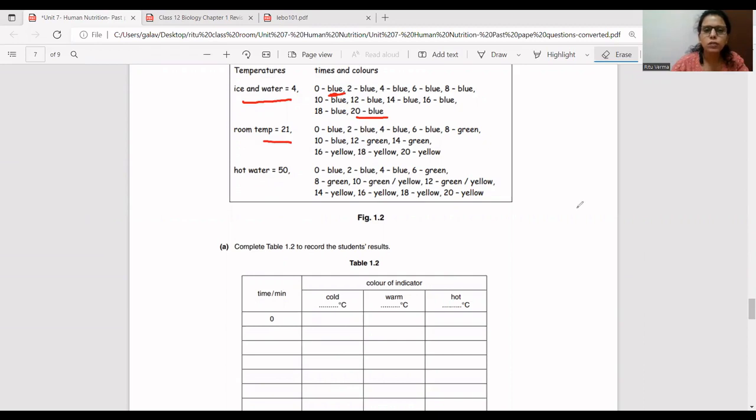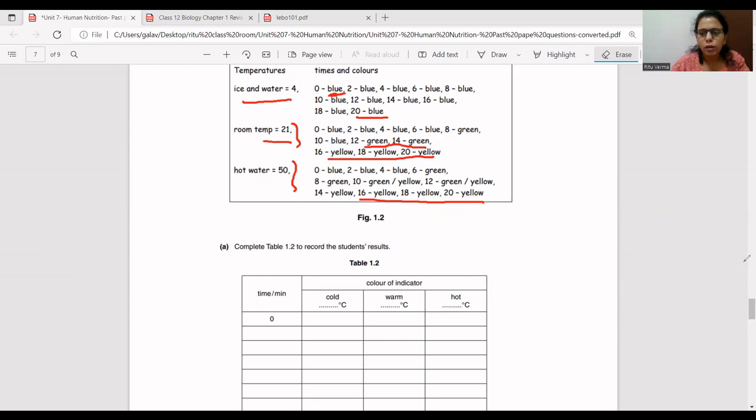The temperature initially was blue, slowly it changed into green. That means, at 12 and 14 minutes it changed into green, and at 16, 18 and 20 the color of the indicator changed to yellow. And in hot water, that means at temperature 50, it was blue initially, then green, and then it has changed to yellow. Okay. Now if we compare room temperature and hot water, the change of blue color to green was faster in case of hot water than at room temperature.